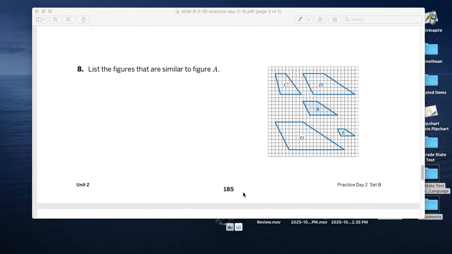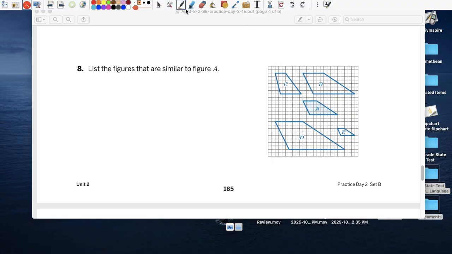Yay, last problem. List the figures that are similar to A. Okay, let's get some units here. 1, 2, 3, 4. 1, 2, 3, 4, 5, 6, 7. Is that 8? All right. 4 and 8. Let's look at E. That is 2, and this is 1, 2, 3, 4. So that's a scale factor of 2, definitely a potential. So E.